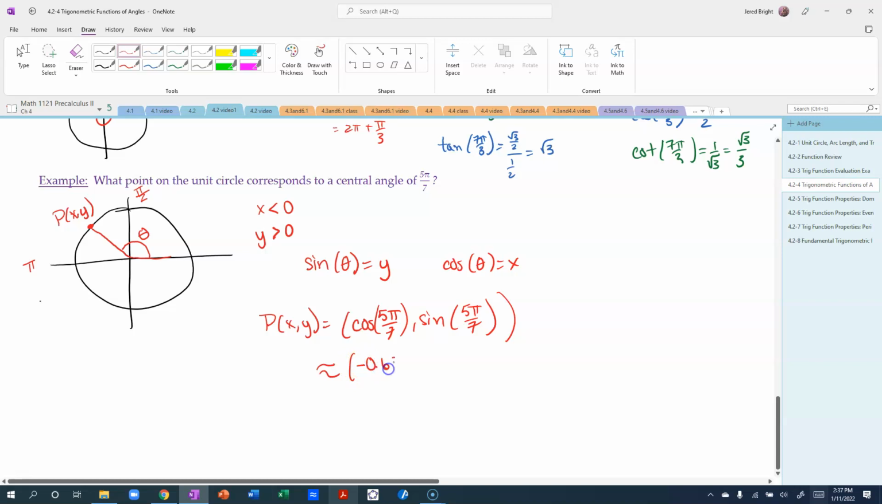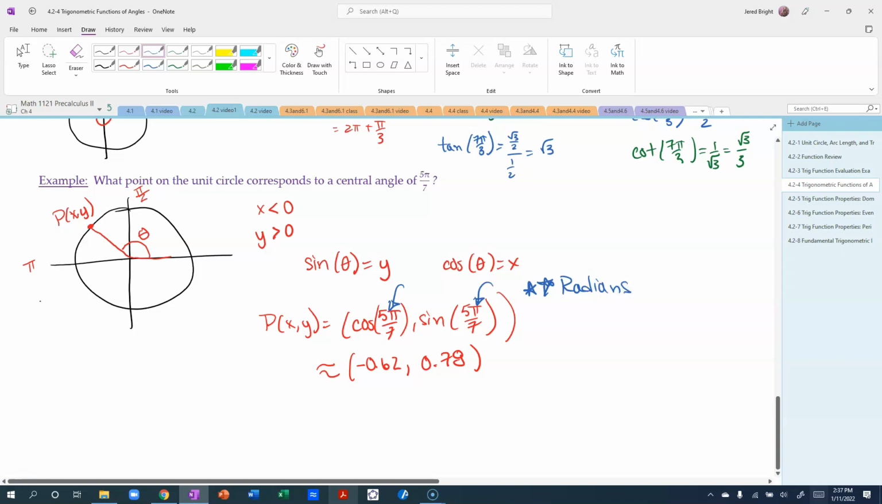If I do this, I get approximately negative 0.62, 0.78. Sometimes when students are doing this, they don't get these numbers and wonder what is going on. Pay attention to what mode your calculator is in. Here we have to be in radians, because 5 pi over 7 is in radians.